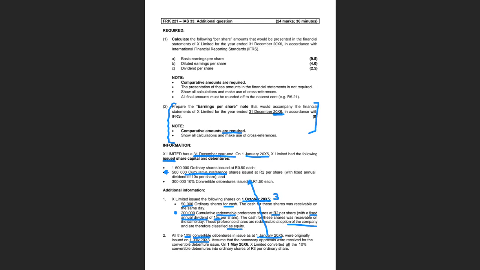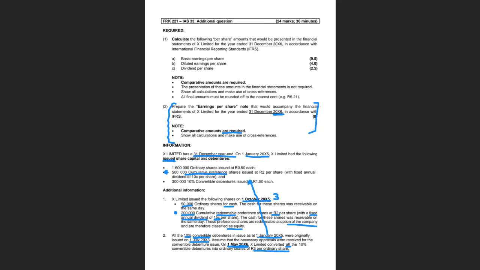Right, so it says assume that all necessary approvals were received for the convertible debenture issue. Okay, so it says on 1 May 2016. Now this is in the current year. On 1 May 2016, X Limited converted all the 10% convertible debentures into ordinary shares at 3 Rand per ordinary share. Now I want to teach you how to find the number of ordinary shares.